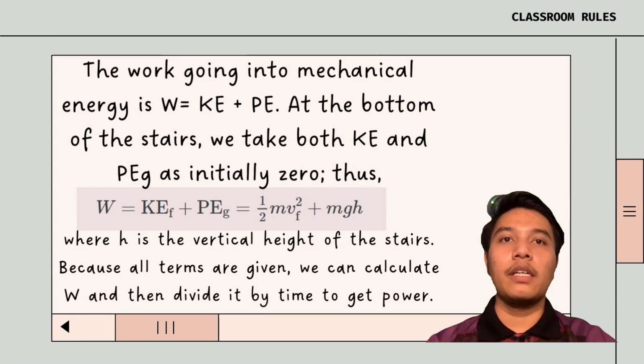The work going into mechanical energy is W equals KE plus PE. At the bottom of the stairs, we take both KE and PE as initially 0, thus the equation below, where h is the vertical height of the stairs. Because all terms are given, we can calculate W and then divide it by time to get power.